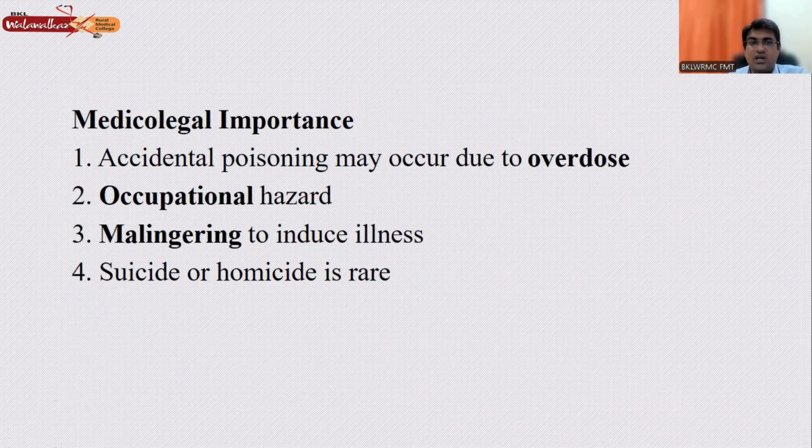Then what is the medicolegal importance of these cases? Accidental poisoning may occur due to overdose or overconsumption of tobacco. Then there are occupational hazards at occupational sites. Malingering may be seen in some patients to induce illness. Suicide and homicide are rare cases.